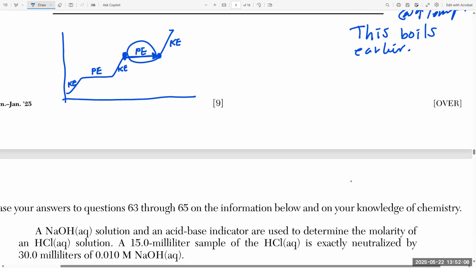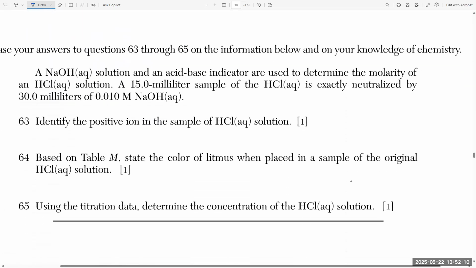Let's go to 63. A sodium hydroxide solution and an acid-base indicator are used to determine the molarity of an HCl solution. All right, at the time of this recording, we literally are working on this right now, so this should be your jam. A 15.0 milliliter sample of the HCl is exactly neutralized by 30.0 milliliters of yada, yada, yada. Okay, so it says identify the positive ion in the sample of HCl.